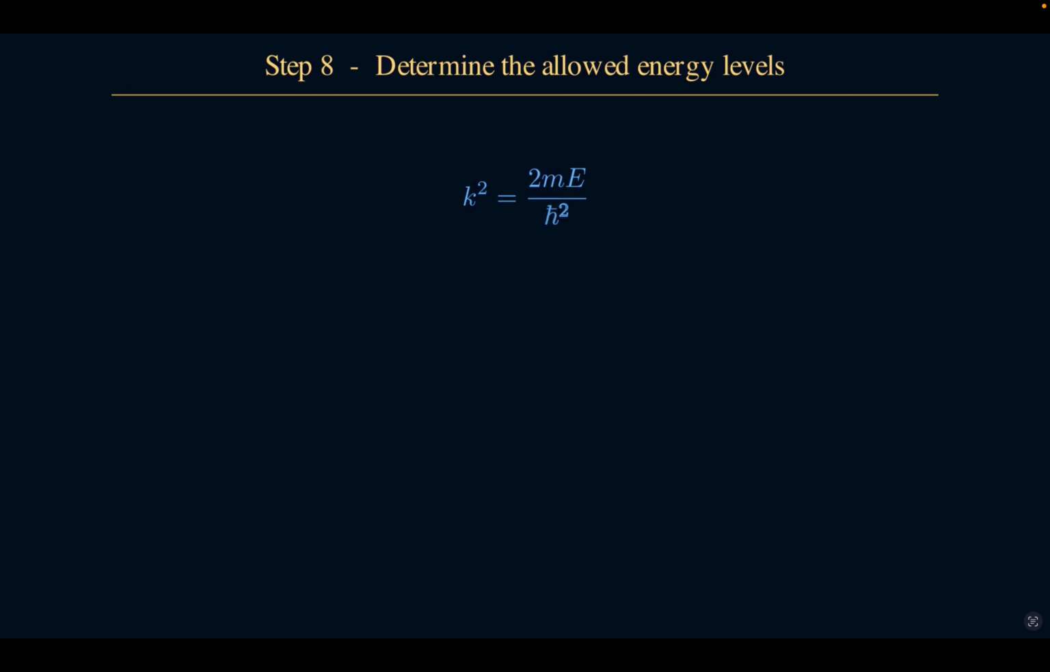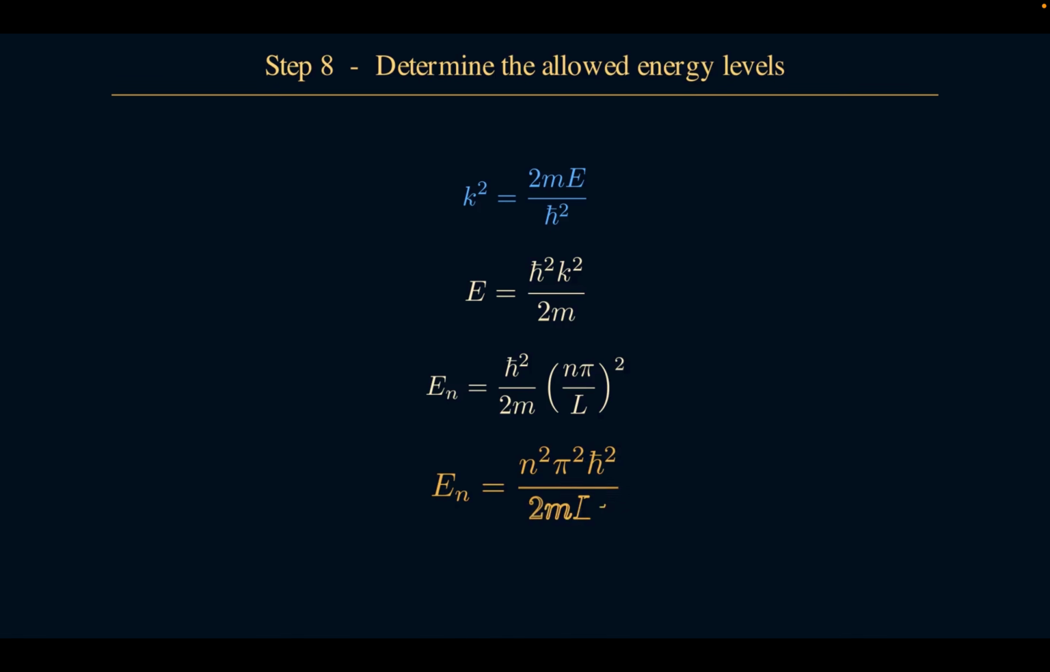Now we have to determine the allowed energy levels. We get E equals h bar squared k squared over 2m. E_n is equal to h bar squared over 2m times n squared pi squared over L squared, that is, n squared pi squared h bar squared over 2m L squared.